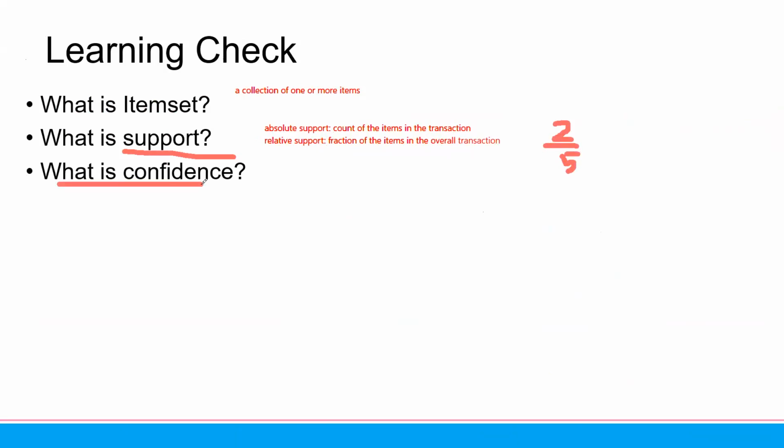What is confidence? So let's suppose we have X and Y, and we have this association. We want to know how confident we are that itemset Y appears when there is itemset X.